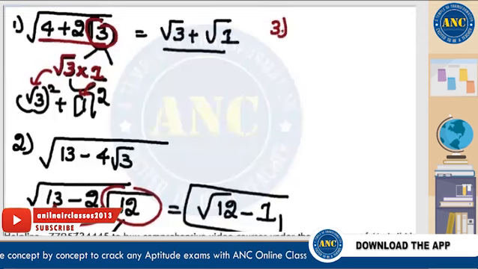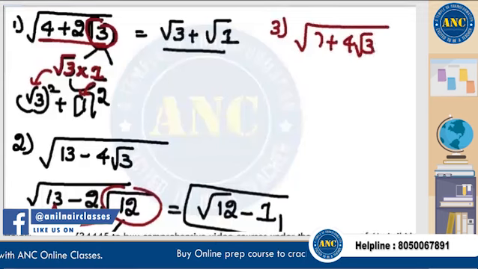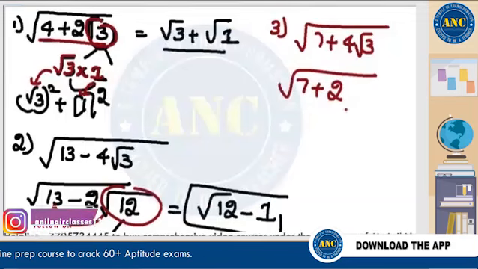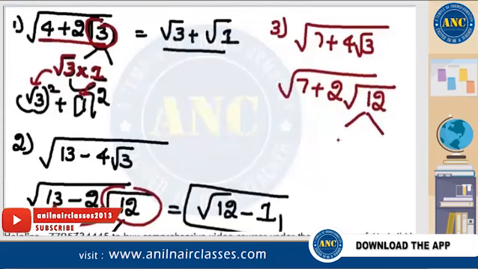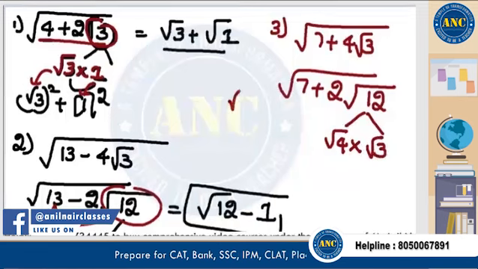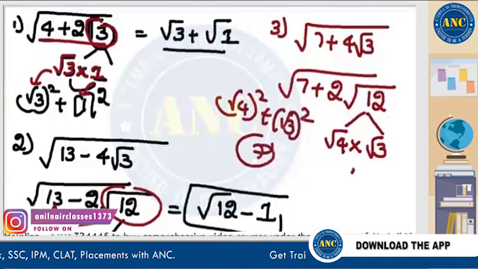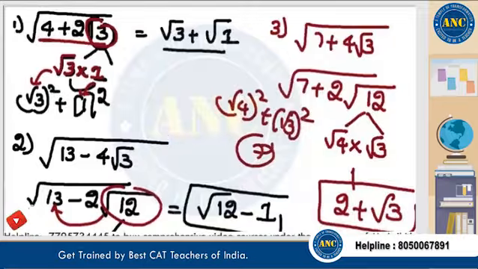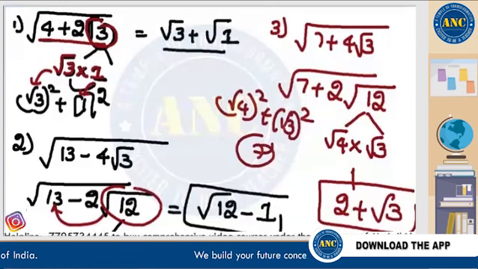Ishwar, one more question, I will solve it for you. Root of 7 plus 4 root 3. It should be of the form 2ab. If 2 goes inside, it will become 12. What are the factors of 12 such that it will become 7? It is root 4 into root 3, because root 4 whole square plus root 3 whole square, 4 plus 3, is 7. So the answer for this question is 2 plus root 3. I hope it is clear.